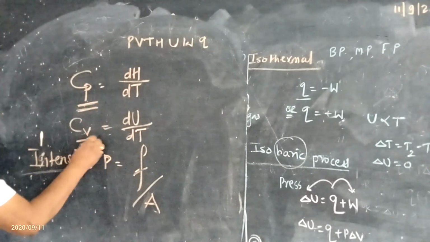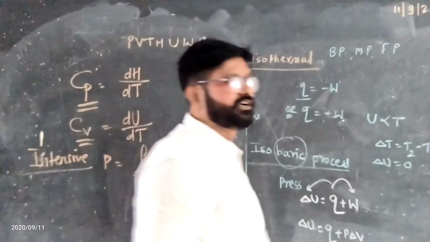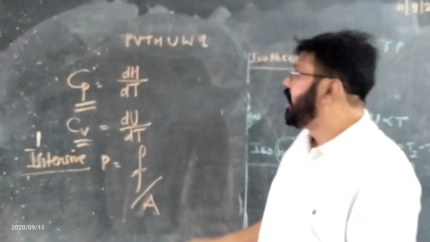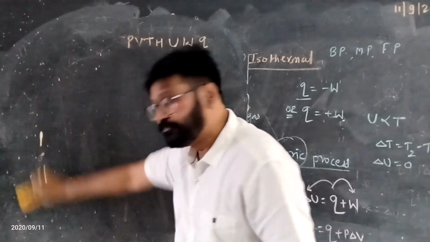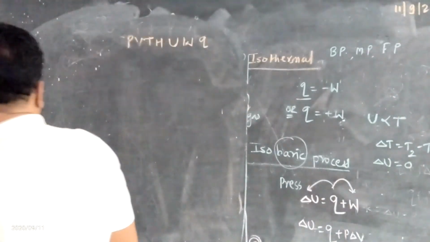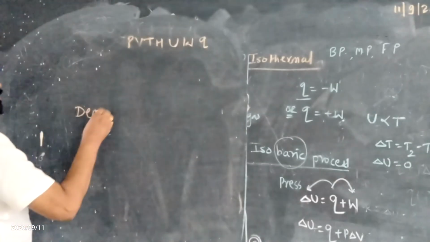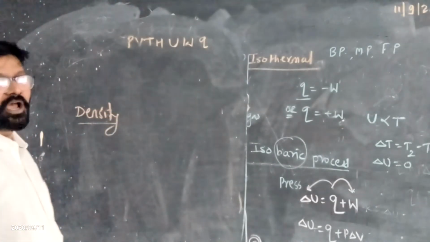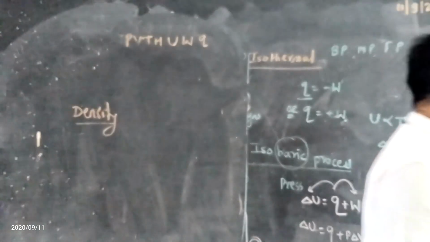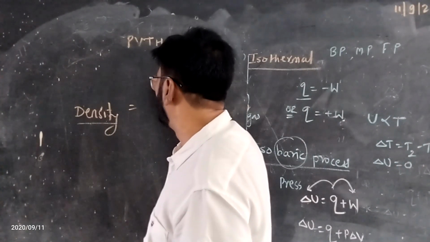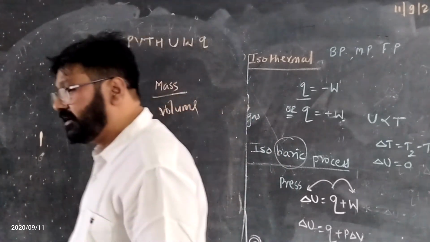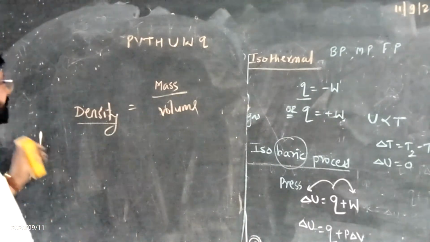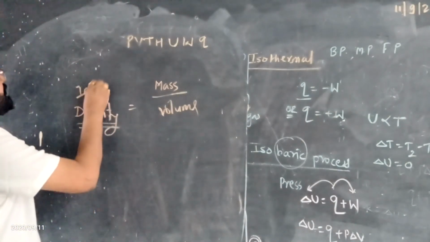Therefore, Cp and Cv, that is molar heat capacity at constant pressure and at constant volume, are intensive properties because a division sign is used. Now, that is the density. Density is also a physical property, that is a thermodynamic or macroscopic property. We can calculate the density of any substance as the ratio of mass to volume. The division sign is used. Therefore, density is also an intensive property.